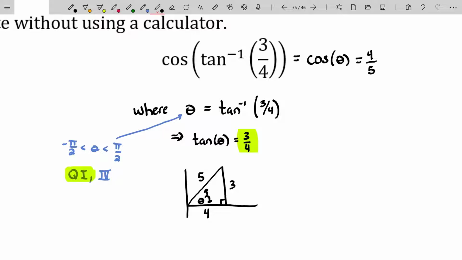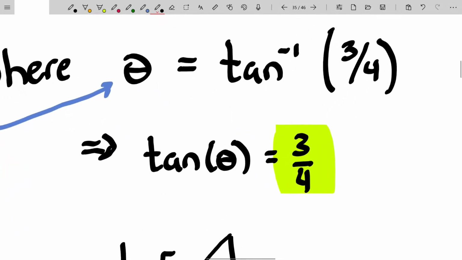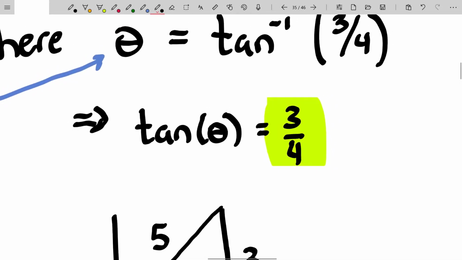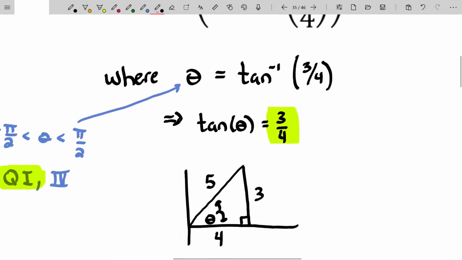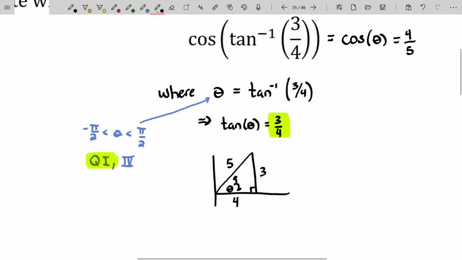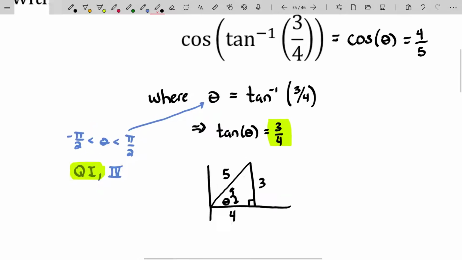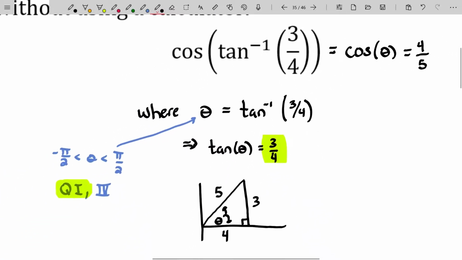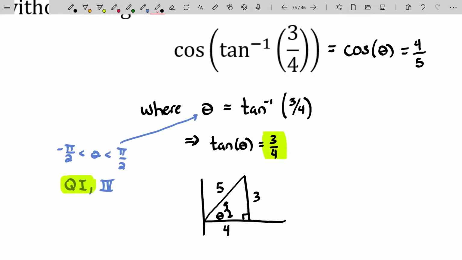Not terribly confusing, hopefully. And we don't have to actually worry about reference angles here. All we have to actually worry about in these problems is what quadrant we're dealing with when we finally rewrite our function as tangent of theta equals 3/4. What quadrant is the tangent positive in? And note, the tangent normally is positive in quadrants 1 and 3. However, because the angle was born of the tangent inverse, it's restricted. That's why we only worry about quadrant 1.